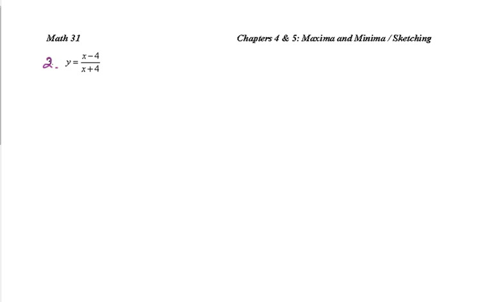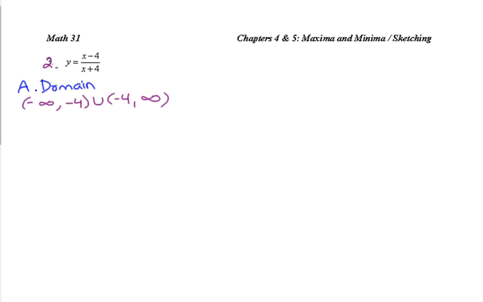Okay, this guy will be a little bit more interesting. Start with domain. What's the domain of this graph? Okay, domain. Cody, what is it? X cannot equal negative 4. Okay, so how do we write that in interval notation? So it can't be equal to negative 4.